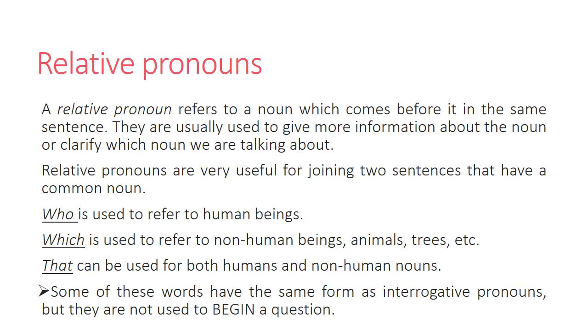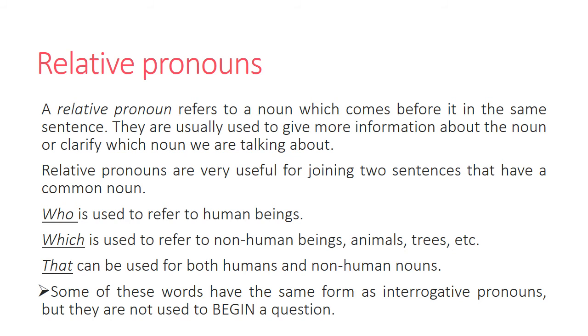Relative pronouns are very useful for joining two sentences that have a common noun. We can avoid repeating the noun. Let's see the example. John is my neighbor. John is a writer. So instead of that, we can write John, who is my neighbor, is a writer. So here the relative pronoun who has been used to join the sentences. Cafe Casablanca has excellent cakes. Cafe Casablanca is near my house. So we can join it as Cafe Casablanca, which sells excellent cakes, is near my house.